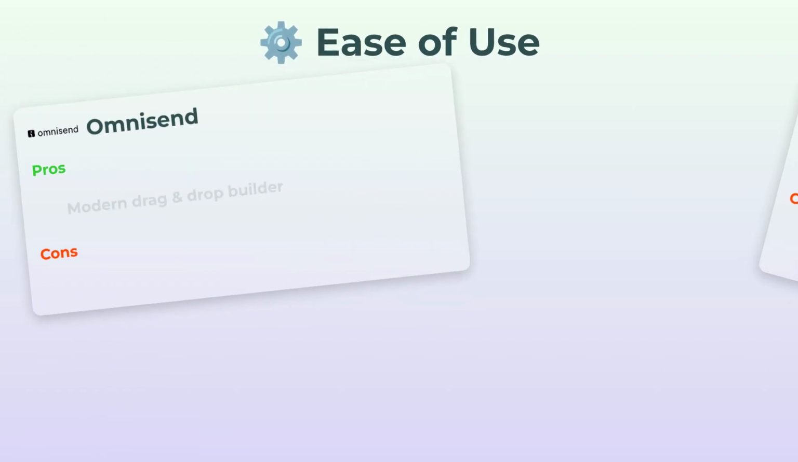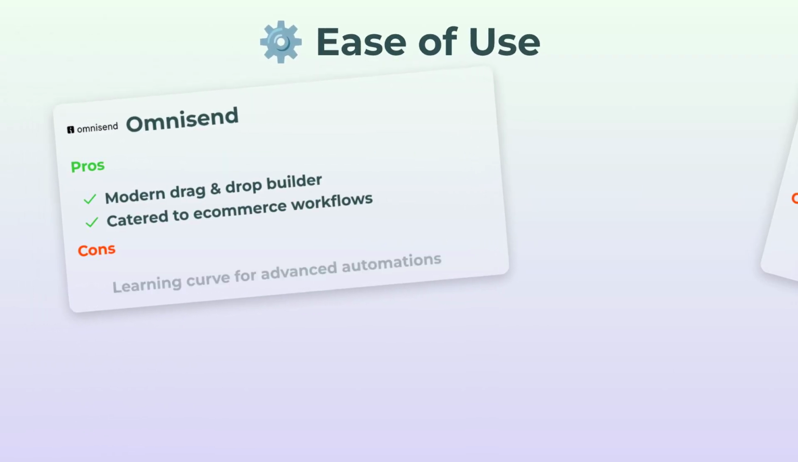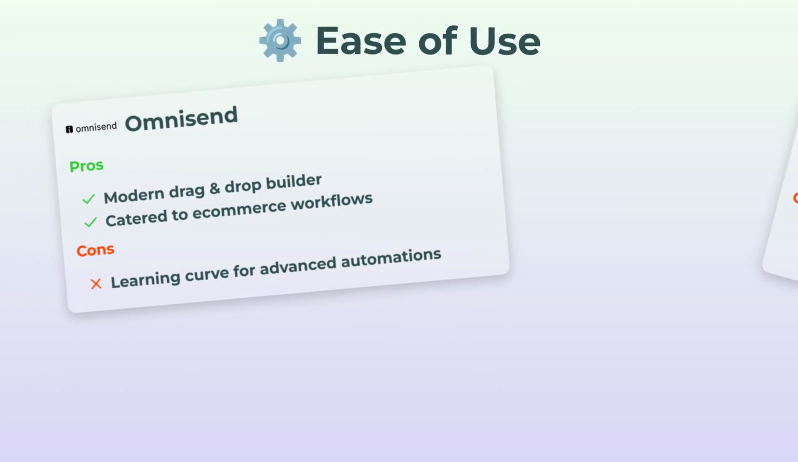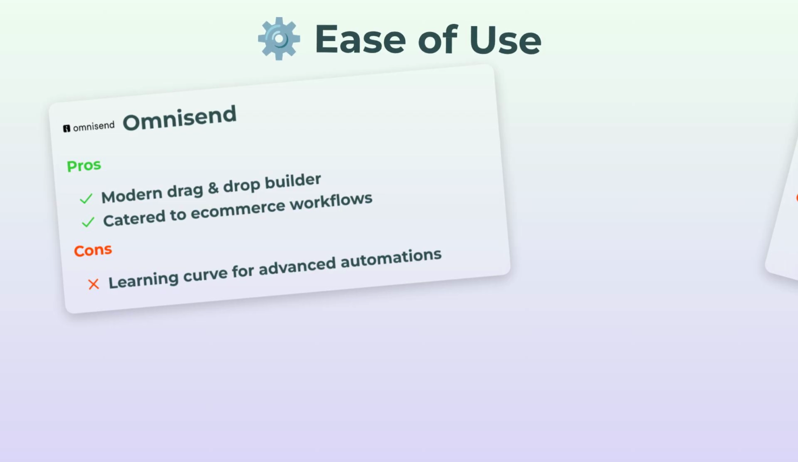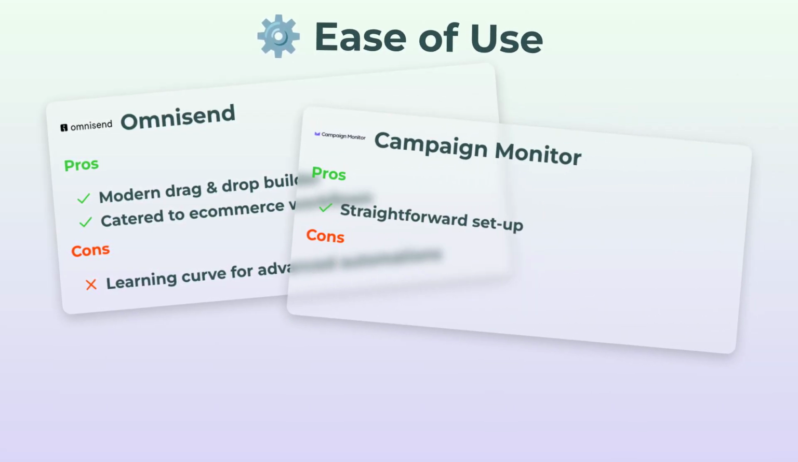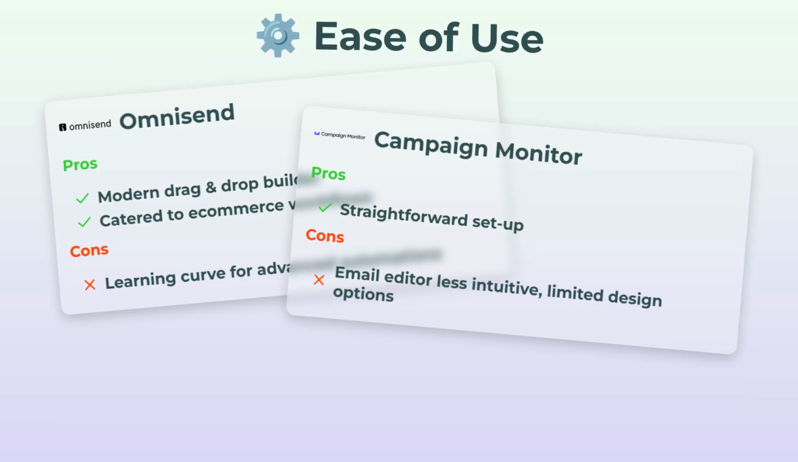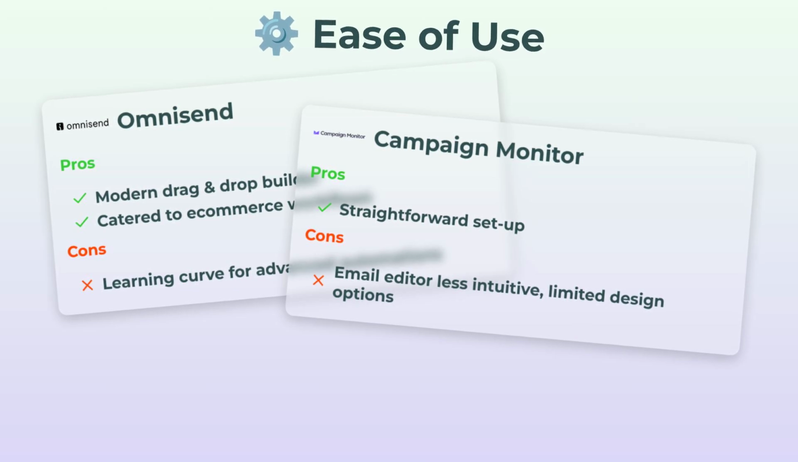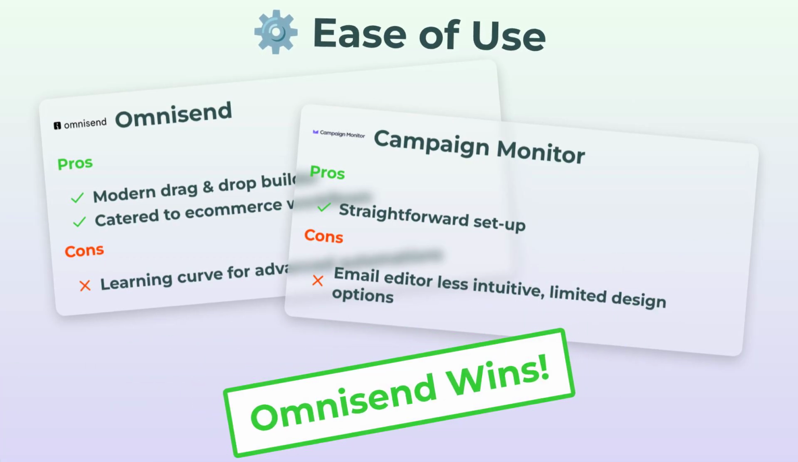Last category, ease of use. Omnisend has a modern drag-and-drop builder that's honestly super easy, especially for e-commerce workflows. Once you get into advanced automations, though, the learning curve is real. Campaign Monitor, on the other hand, is straightforward. You won't be scratching your head, but the email editor isn't as intuitive, and design options are kind of limited. So Omnisend makes things smoother overall.